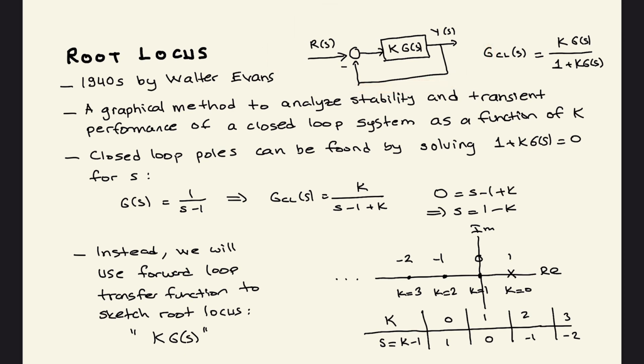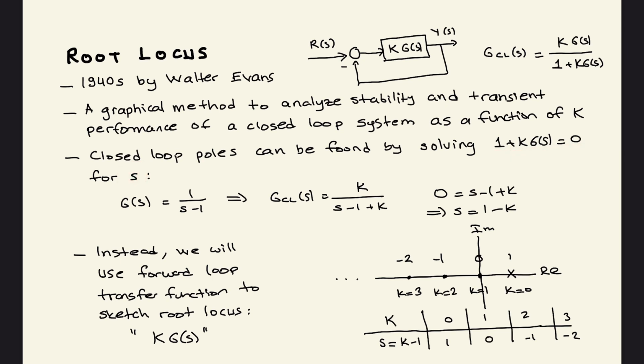You have in this unity feedback system some forward loop transfer function. Here, G can be composed of the controller transfer function multiplied by the plant transfer function. I am just going to denote it as G. If you write the closed loop system transfer function between Y and R, you have this form. And here, closed loop poles can be found by setting its denominator to 0 and solving it for S.